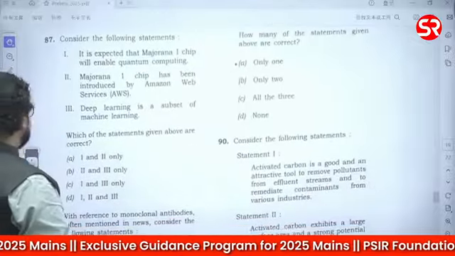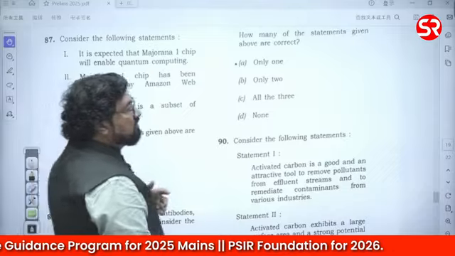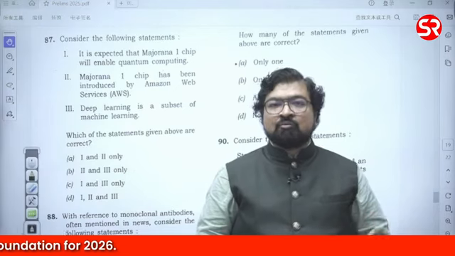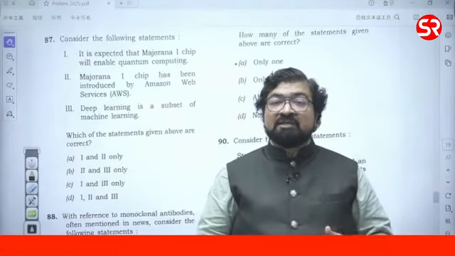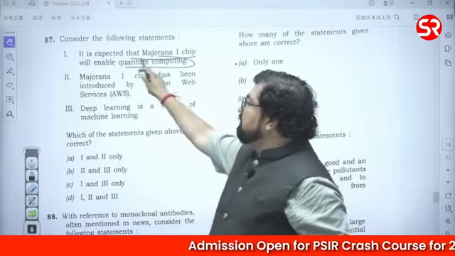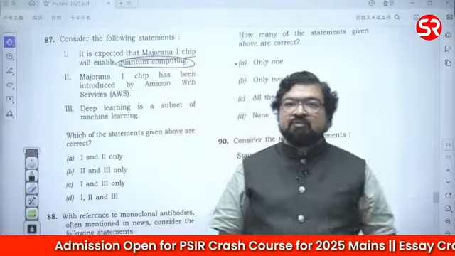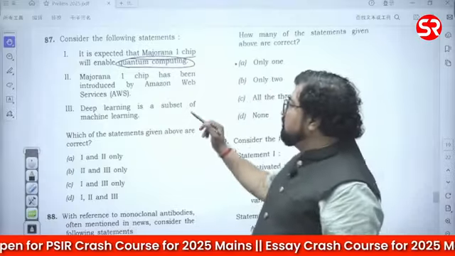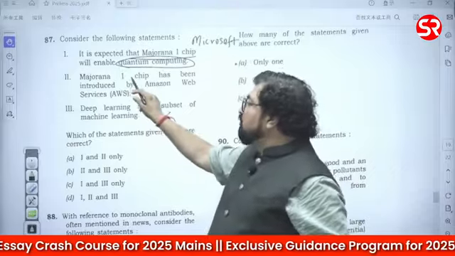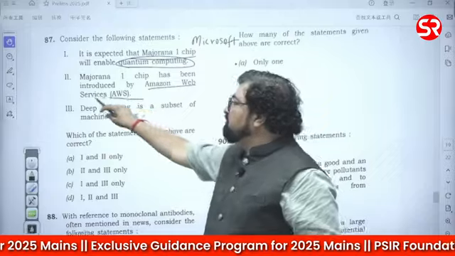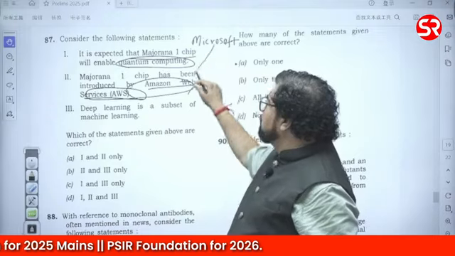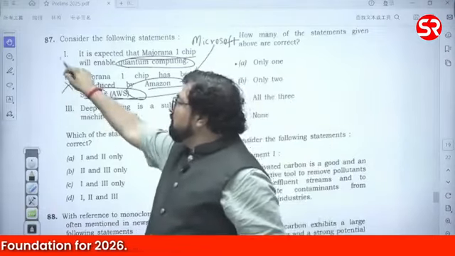Question number 87. And this I have discussed in my current affairs session, right? You know that Google has developed quantum chips, Sycamore and Willow. Recently, Microsoft has developed Majorana 1 chip, which will enable quantum computing, correct? And I had already said that quantum computer is very important this year for the exam. Quantum chip there. So it is by Microsoft company, right? Majorana 1 chip has been introduced by Amazon Web Services. Wrong. AWS is wrong. It's Microsoft. So this is wrong. This is correct.